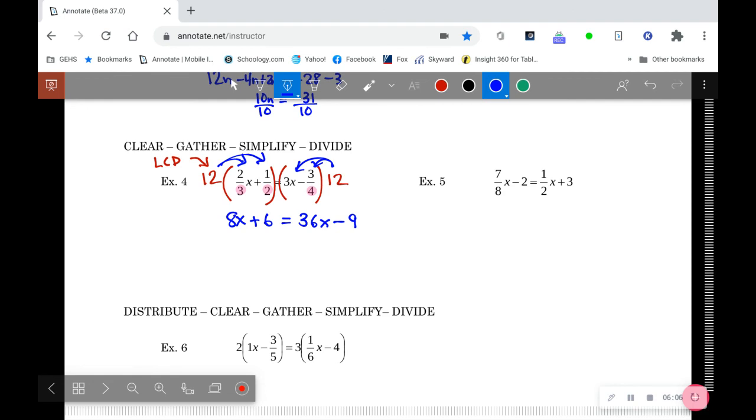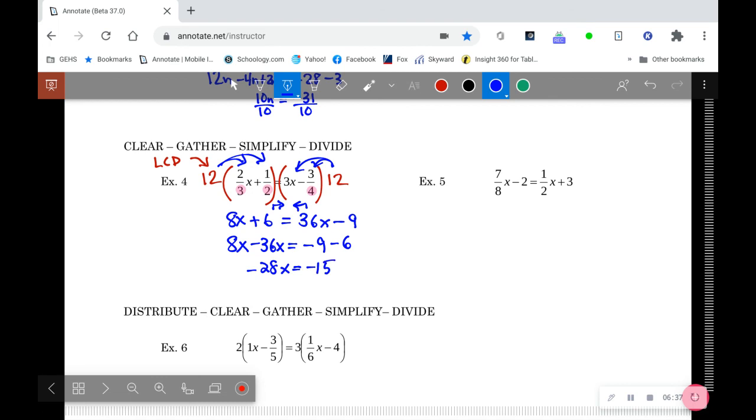Okay, now we have to gather all of our x's on one side. So I'm going to take this 36 back this way, and I'm going to get rid of the 6 by taking it over that way. So I have 8x that was already over here. The positive 36 comes over as a negative 36x. I have a negative 9 that's already in place over there, and the plus 6 comes over as a minus 6. So now I have negative, let's see, 28x, and over here I have negative 15.